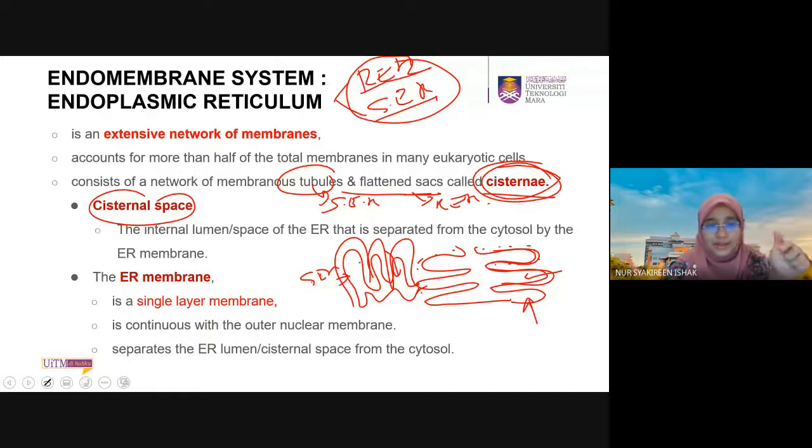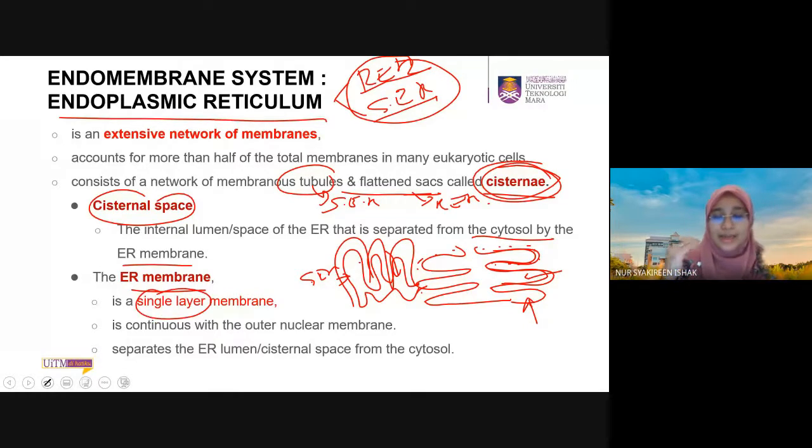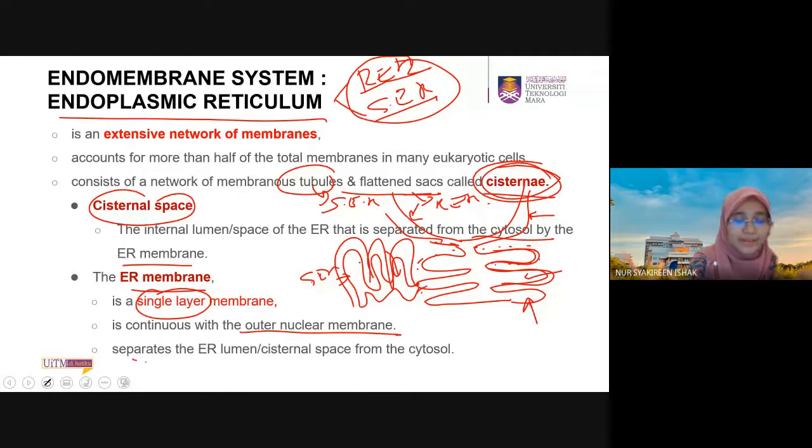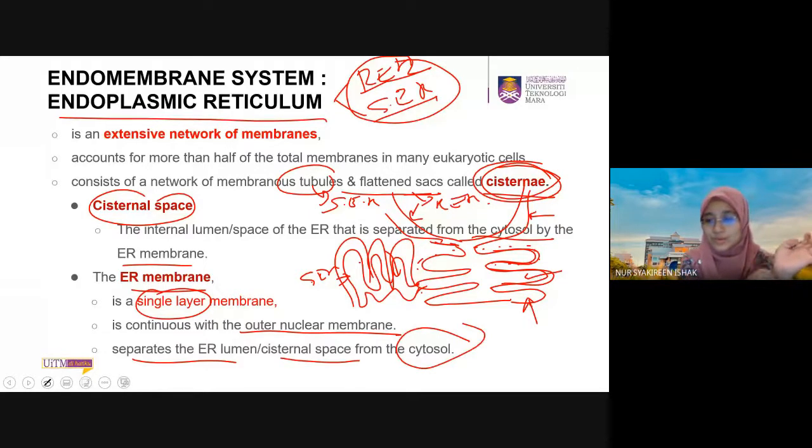Okay. So the internal cisternal space is the internal lumen or space of the ER that is separated from the cytosol by the ER membrane. ER membrane, ingat eh? For endoplasmic reticulum, they have only one layer of membrane, okay? So it is continuous with the outer membrane of the nuclear membrane. So you can imagine, this is the nuclear membrane, okay? Ini inner, ini outer. So it is continuous with the outer nuclear membrane, separates the ER lumen and cisternal space from the cytoplasm, from the cytosol. Kena separate kan.